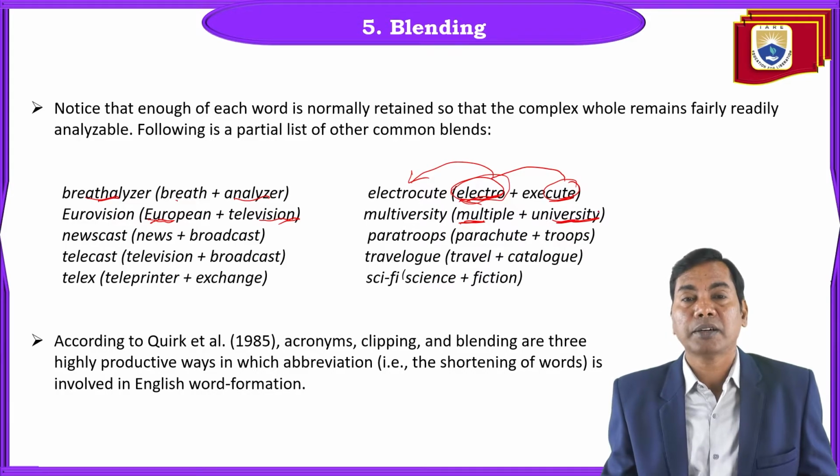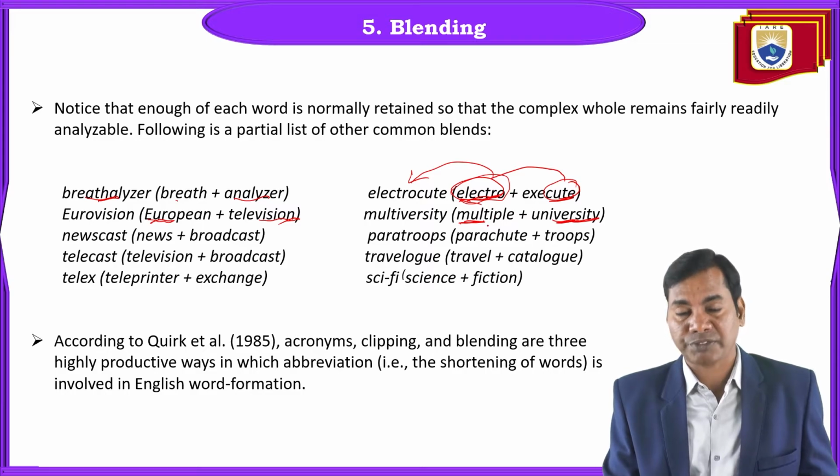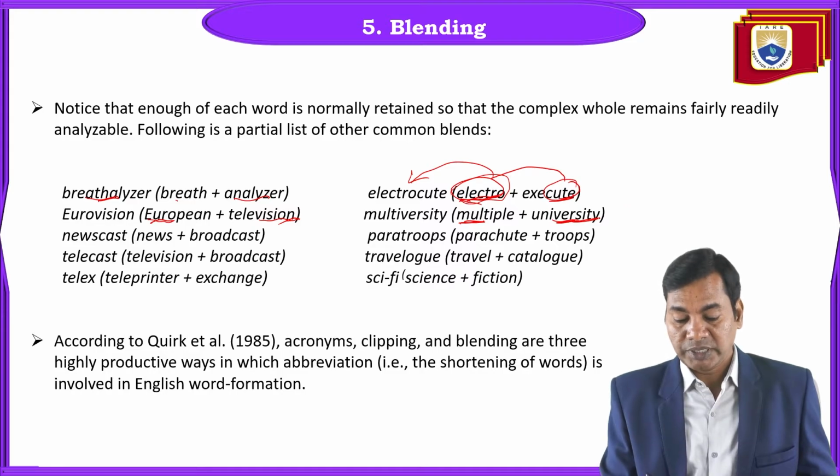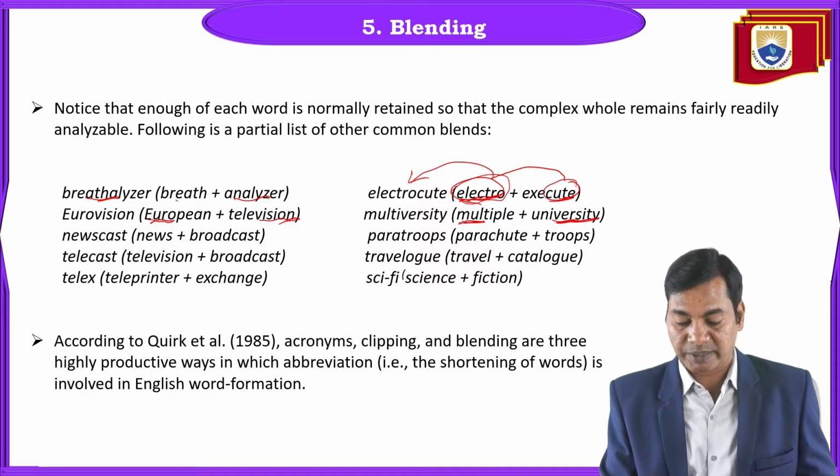Multi plus versity, multiversity. As I told you, we have created this word from two words: the first word is multiple and the second word is university. In the first word multiple, I have taken the initial part. What is that initial part? Multi. And in the second word university, I have taken the closing part, the ending part. What is that ending part? Versity. So multiversity.